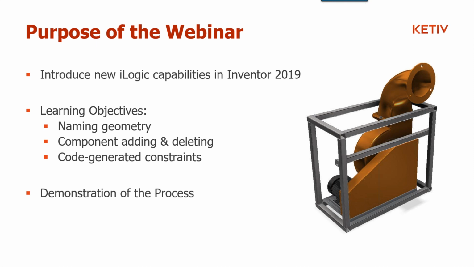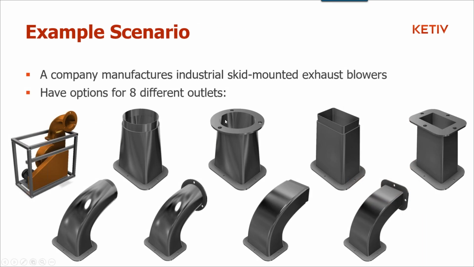Now, the demonstration will be done in the context of this industrial skid-mounted blower that you see on the screen. Specifically, we're going to be looking at this top part right here, the outlet for the exhaust blower. We're going to give the user multiple options of different kinds of connectors they can use there. In fact, for our example here, we're going to have 8 different outlets they can choose between. They can choose any one of these 8 configurations based on 3 choices.